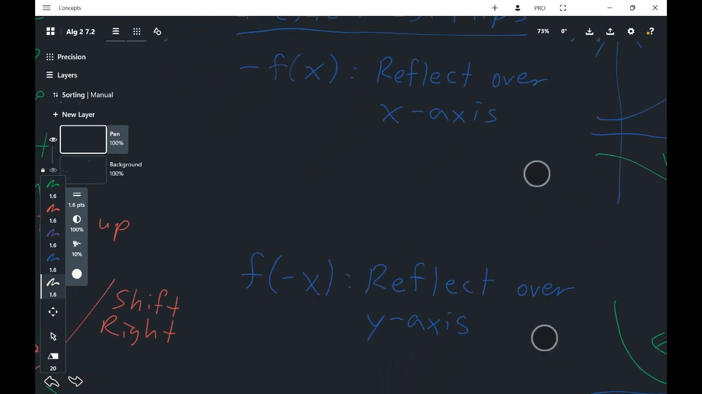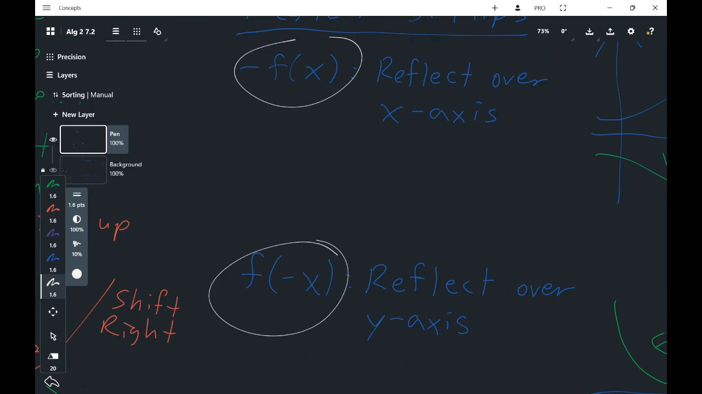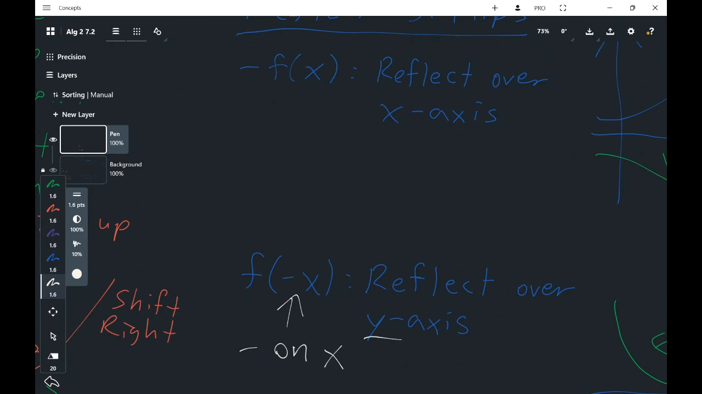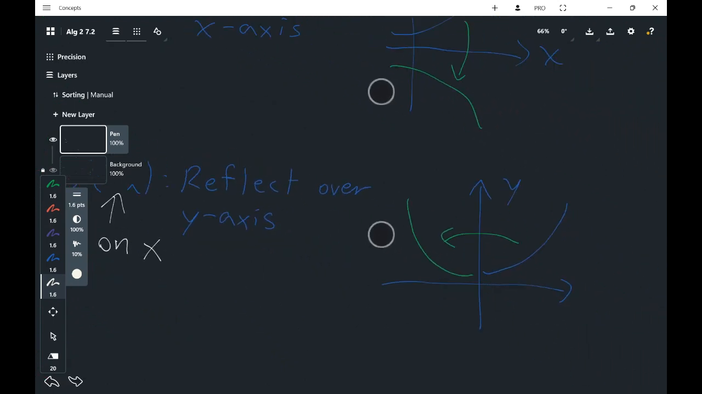If we have a negative on the x, let's take a look at our two options here. We have this guy and this guy. The one with the negative on the x is this guy here. So it's minus on x. And this is going to be a reflection over the y-axis. So that means we're going to flip it horizontally this way.